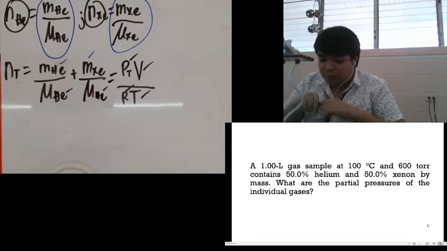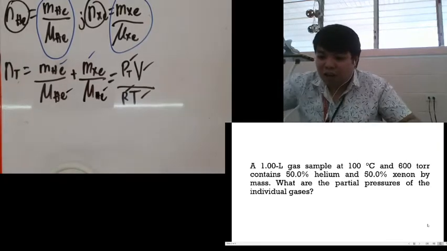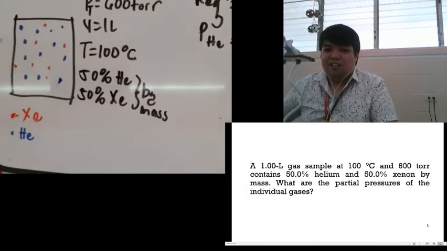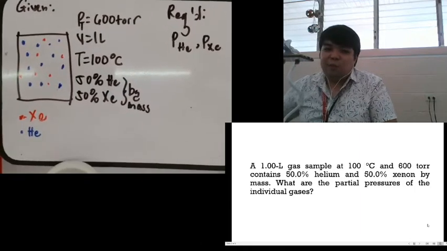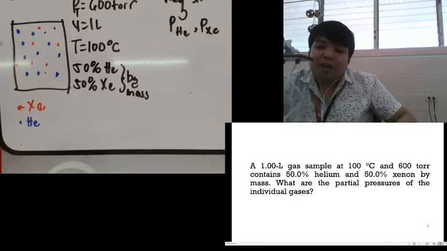But we have to remember our mass composition that we got a while ago, which is in the given, right? So, it's 50% helium and 50% xenon by mass. So, how do we make use of that?